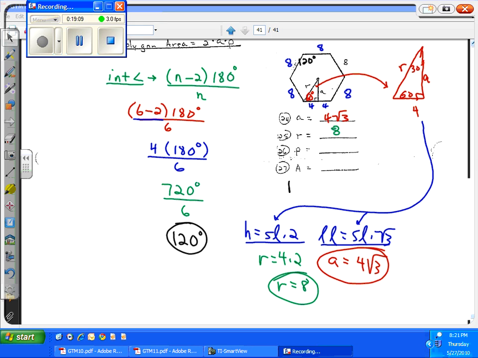Perimeter. The perimeter, the distance around, is the sum of the sides. There's 6 sides at 8 apiece, so the perimeter is 48.